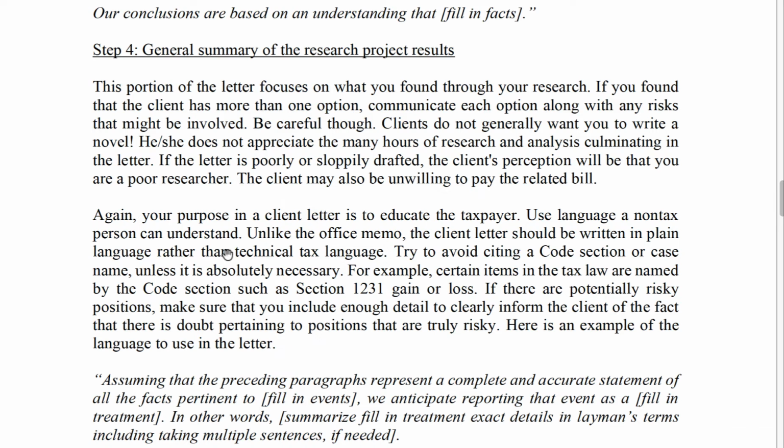Now, use language a non-tax person can understand. This is very, very important. You want to try to avoid citing code sections and cases. I talked about that earlier. However, there are some items where you probably do need to refer to them by the section. Perfect example is code section 1231, gains or losses. But let's say you had code section 1245, recapture. You could just put ordinary income. You could explain it comes from depreciation or whatever, and even that's kind of questionable.